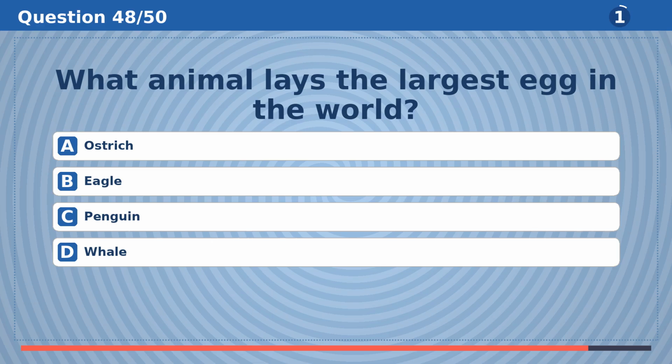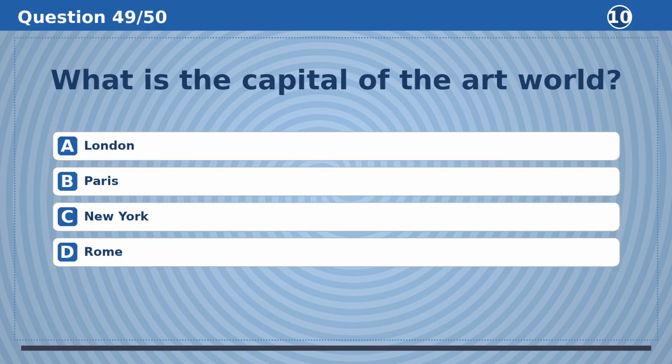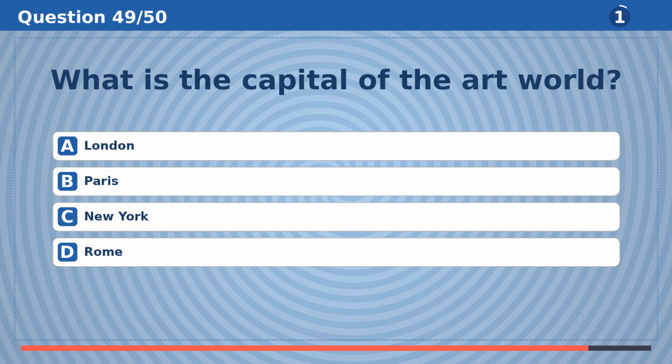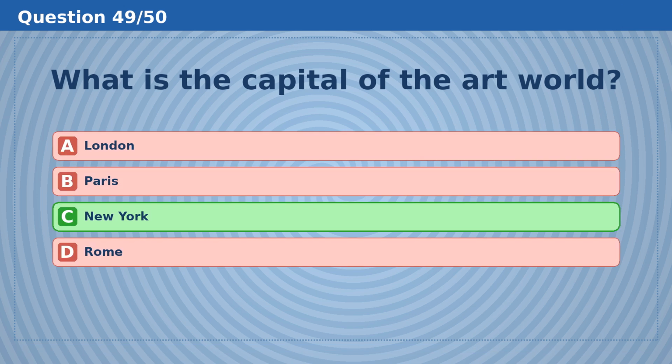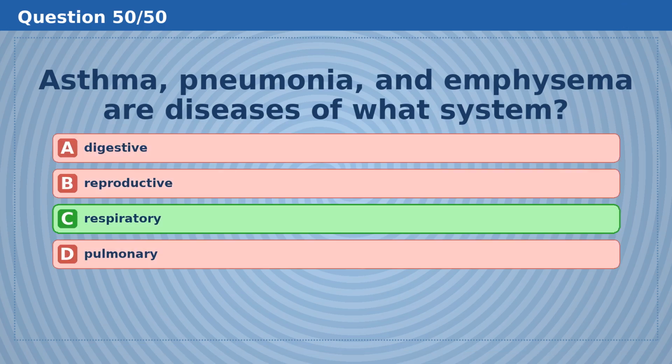What animal lays the largest egg in the world? The answer is A. Ostrich. What is the capital of the art world? The answer is C. New York. Asthma, pneumonia, and emphysema are diseases of what system?